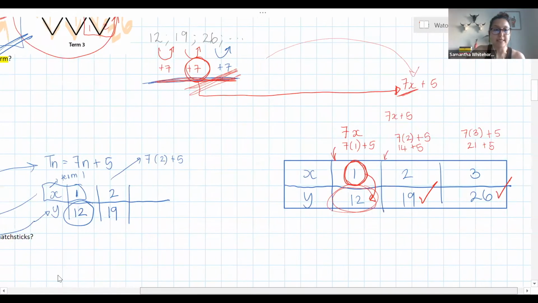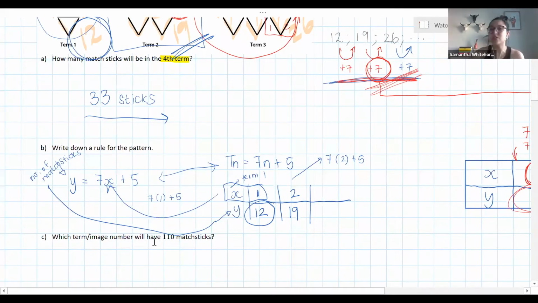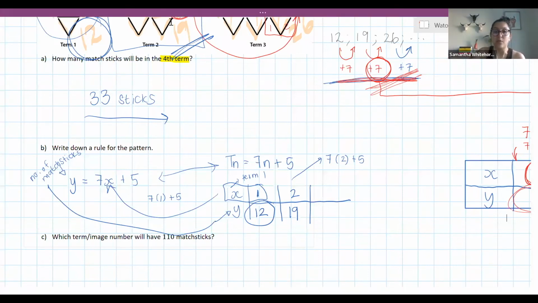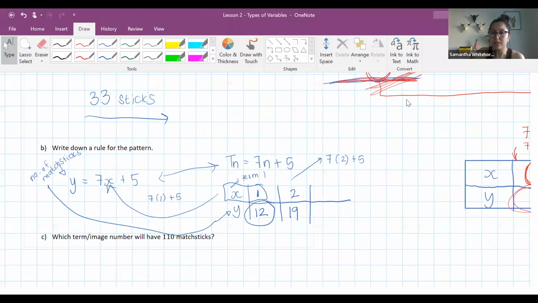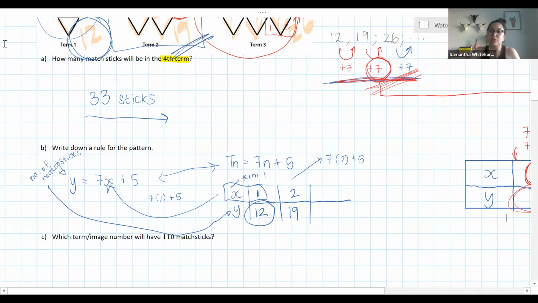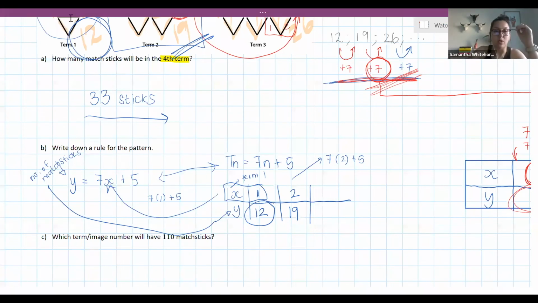All right. So the next question isn't super important in terms of getting to grips, but it is an important question leading up to what we're going to chat about today in terms of variables. What we need to be able to do is work with both X's and Y's, or inputs and outputs, whatever it is that we consider our variables as. So the question is asking which term or image number will have 110 matchsticks.